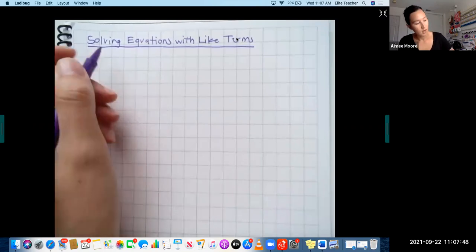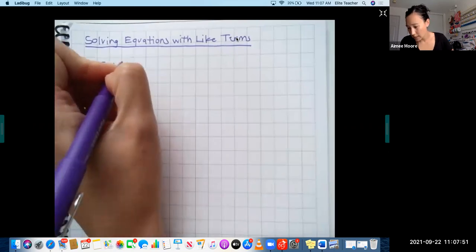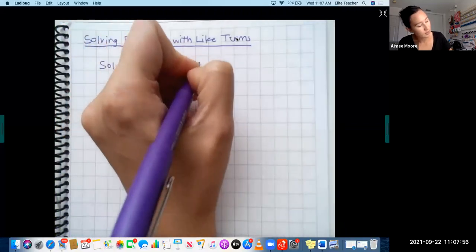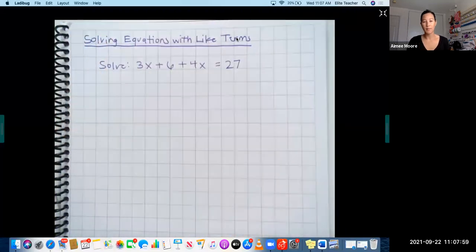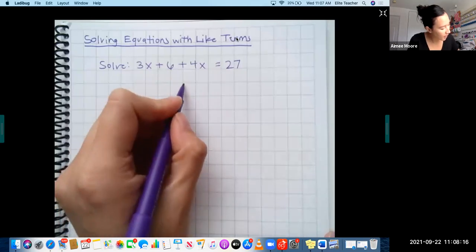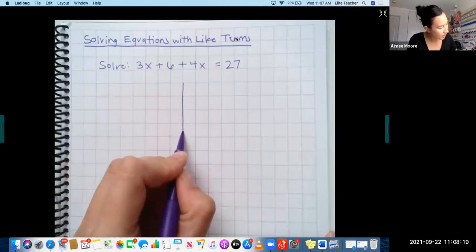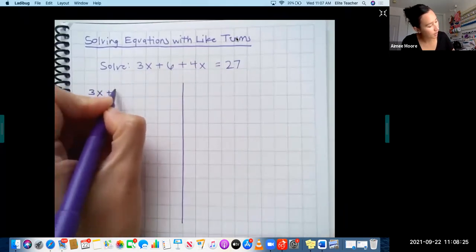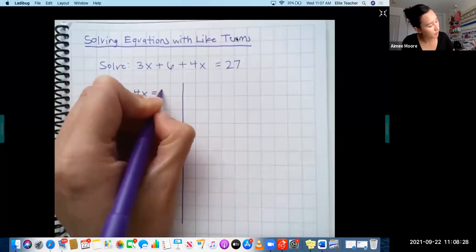So today we're going to be solving equations like 3x plus 6 plus 4x equals 27. Remember, like terms have the same variable raised to the same power. Go ahead and draw a little line dividing your paper in half. We're going to copy down 3x plus 6 plus 4x equals 27.